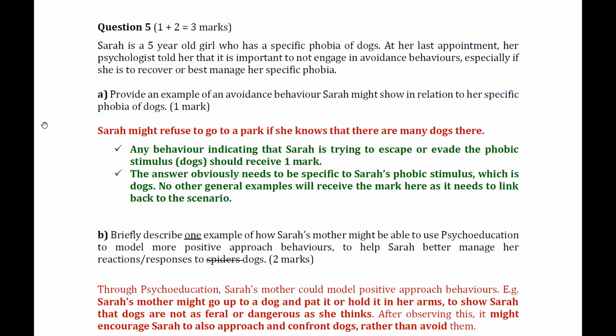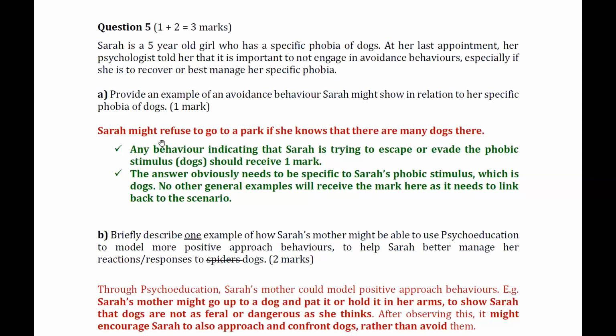You just have to give me any behavior that shows that Sarah is trying to escape, evade, or prevent exposure to that stressor. So I've just written, Sarah might refuse to go to a park if she knows that there are many dogs there. And obviously you have to make sure that this is logical. You can't write Sarah might refuse to go to an aquarium if she knows that there are dogs there, because I don't think people are even allowed to bring dogs into the aquarium. Maybe if it's one of those dogs that help people to move around, but generally it's not logical. So you have to make sure that it is relevant to the actual scenario.